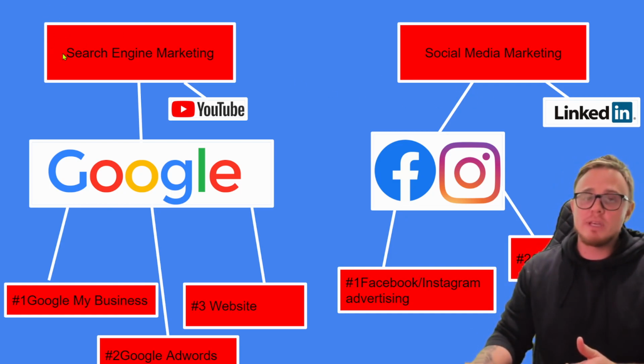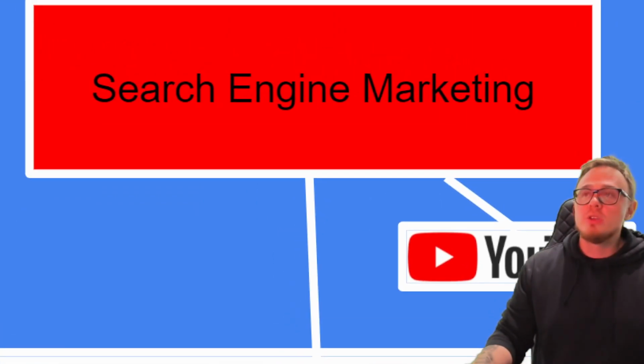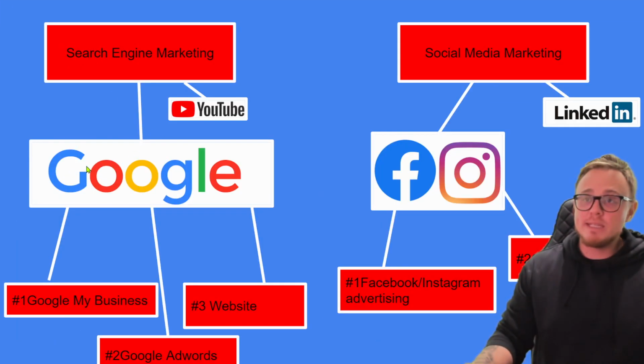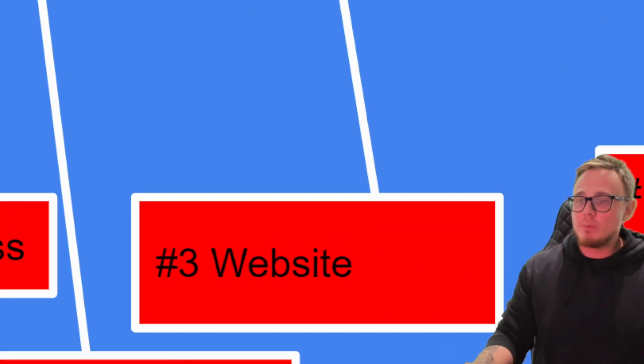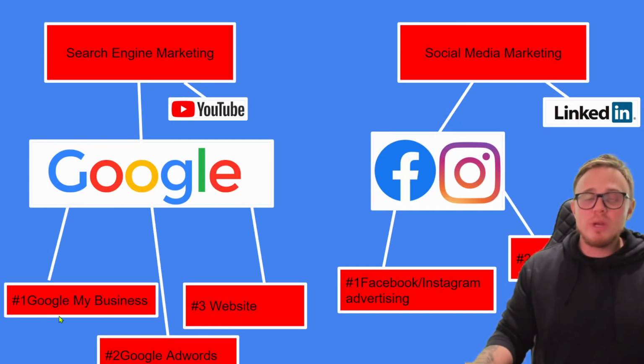Cool. So we have a thing called search engine marketing. Search engine marketing is basically, namely in Google, and it is in YouTube as well. YouTube's a search engine for those of you that don't know. It's owned by Google. And these are the aspects you need to address when looking to generate leads. So we have a thing here called Google My Business. We have Google AdWords, and we have a website. Those are the three things you're going to need to be addressing if you want to generate leads online.